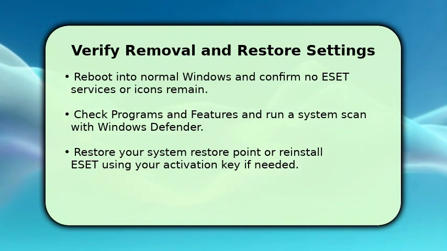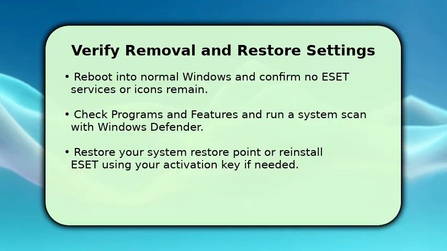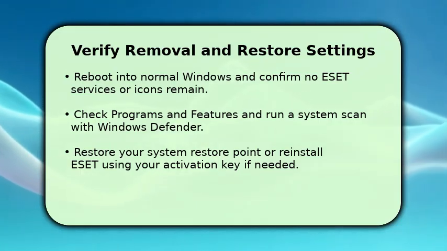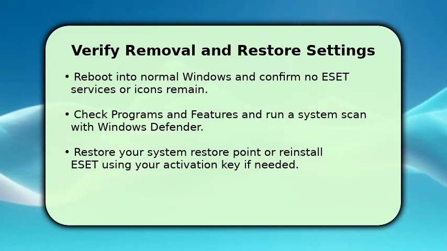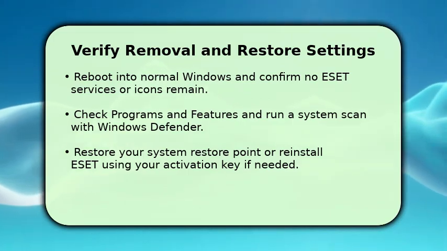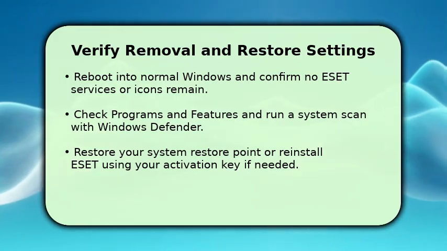Open Programs and Features to ensure ESET is not listed among installed programs. Run a full system scan with Windows Defender or another trusted scanner to verify no remnants remain. Restore any disabled antivirus settings and reinstall drivers if you temporarily removed them. If you need ESET again later, reinstall using your activation.